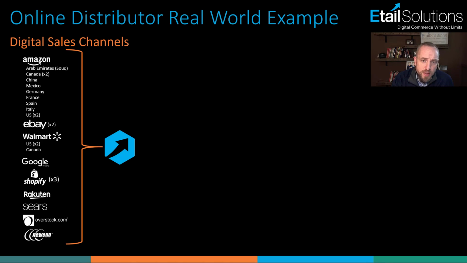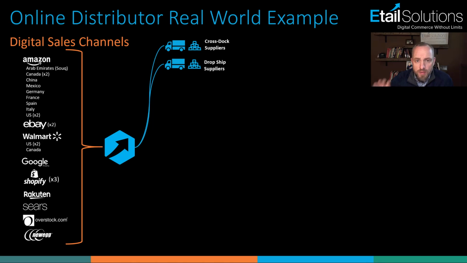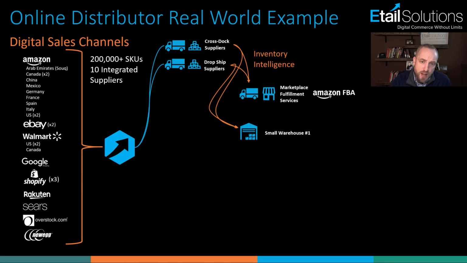And the way that they were able to do this is by leveraging a couple of different fulfillment methods before they invested a ton of money into inventory. So they would leverage cross-dock suppliers as well as dropship suppliers, and that allowed them to build a fairly large catalog of over a couple hundred thousand SKUs and over 10 or a dozen suppliers that were fully integrated. And that gave them a great amount of intelligence. They were able to see what products were moving and which products they should be making investments in, and utilizing Amazon FBA initially and a small warehouse that they had.